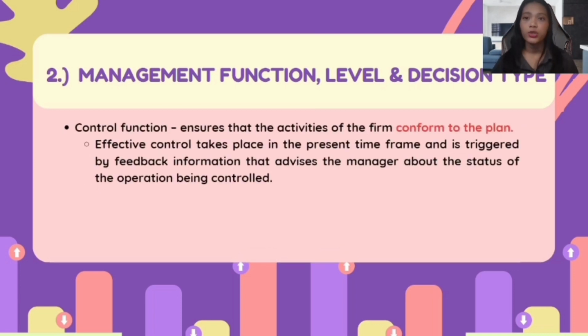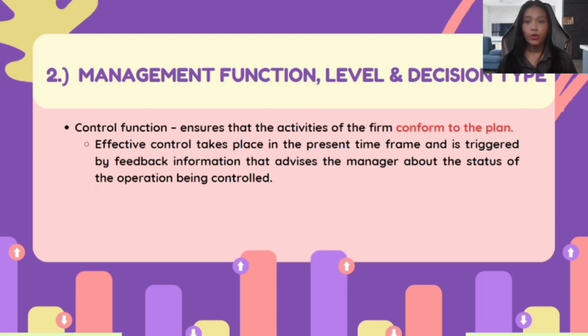A control function ensures that activities of the firm conform to the plan. This means assessing the operational procedure or individual in comparison to a predetermined standard and, as necessary, taking corrective action. An effective control takes place in the present time frame and is triggered by feedback information that advises the manager about the status of the operation that is being controlled.